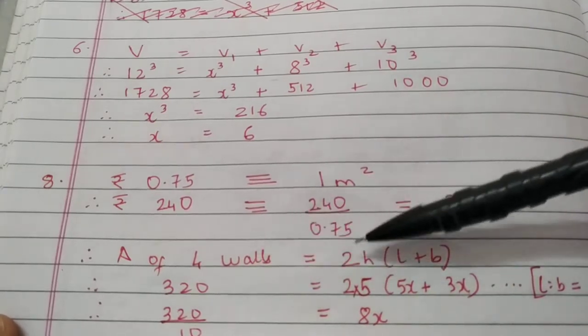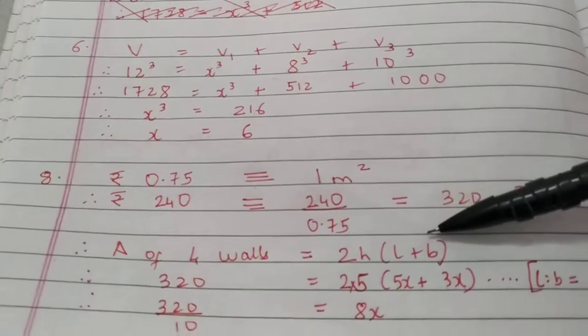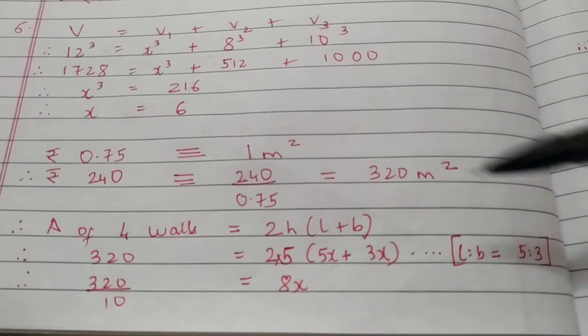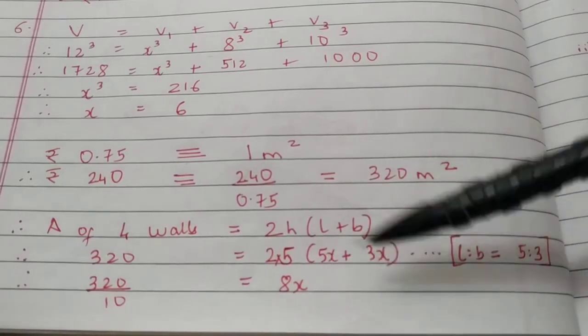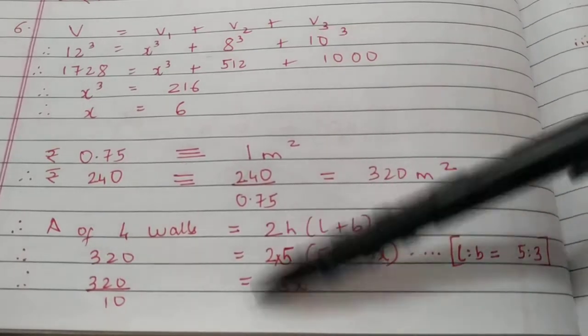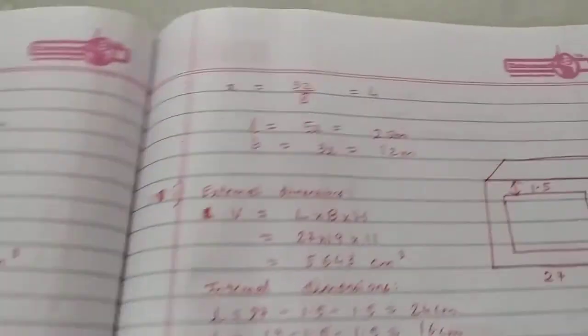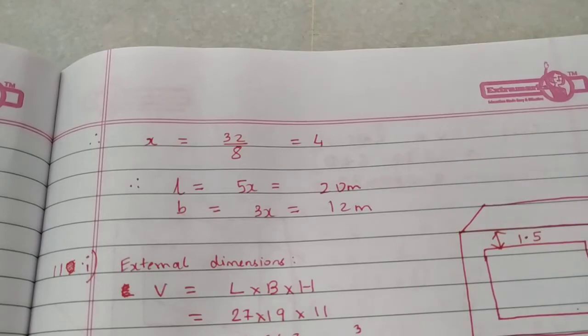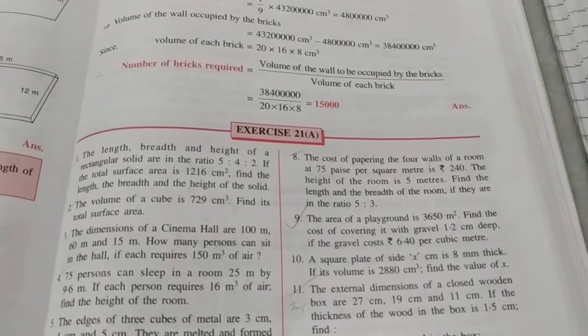But the formula is 2H into L plus B, and since the ratio of L and B is 5:3, we can substitute them as 5x and 3x respectively. Height's value is given. Solve, get the value of x, and once you get the value of x, substitute again and get the values of length and breadth. Next, the 8th sum. Oh, the 8th sum is done. Now let's go for the 9th sum.